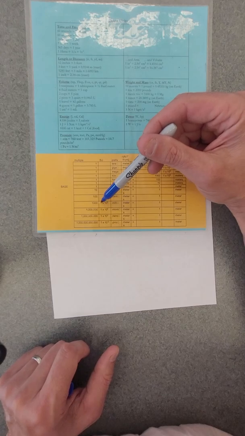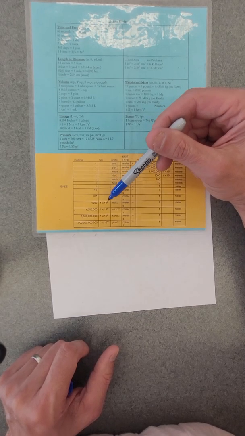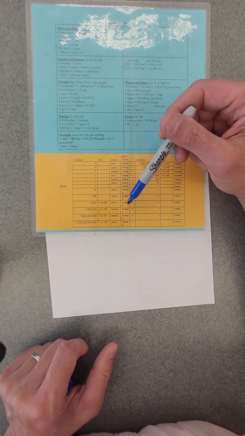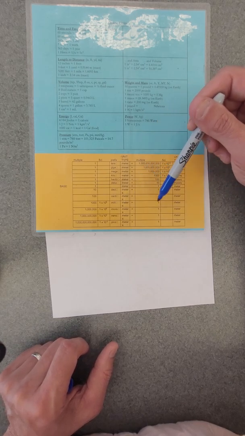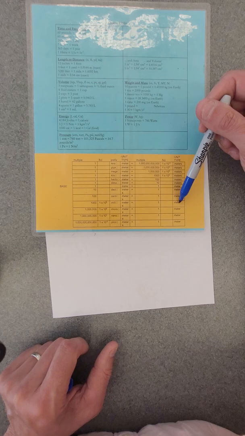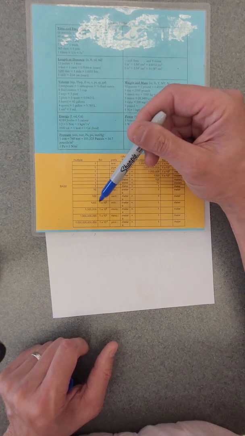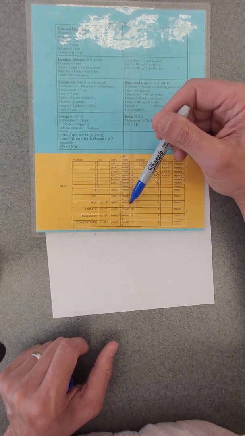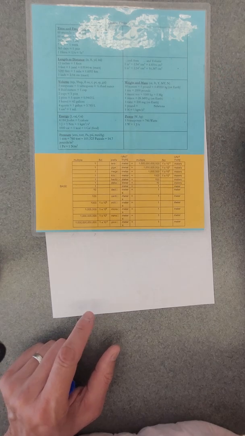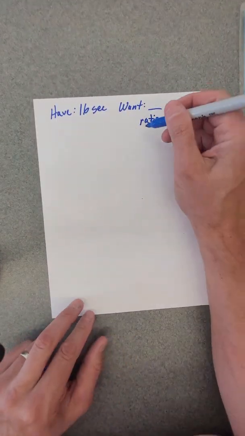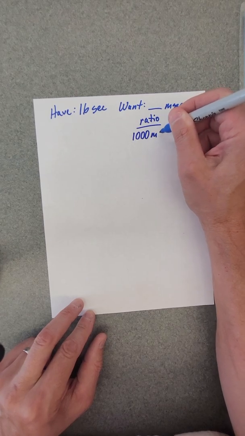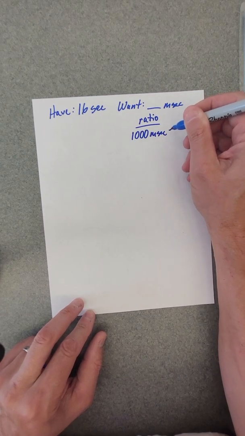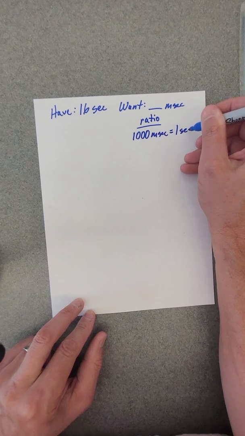So I see milli is 1,000, or 1 times 10 to the 3 milli, and I can replace this meters with seconds, is equal to 1, and again I've replaced this meter with seconds. So 1,000 milliseconds is equal to 1 second. So I'm going to write that as a ratio here. 1,000 milliseconds is equal to 1 second.